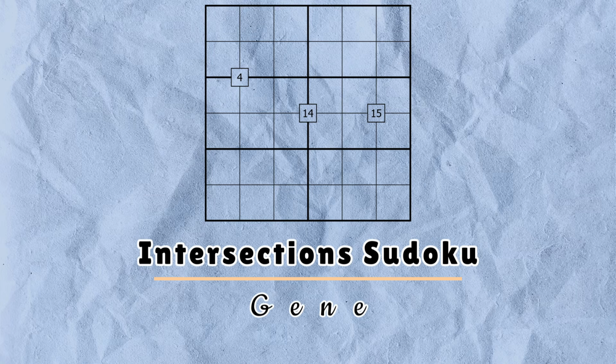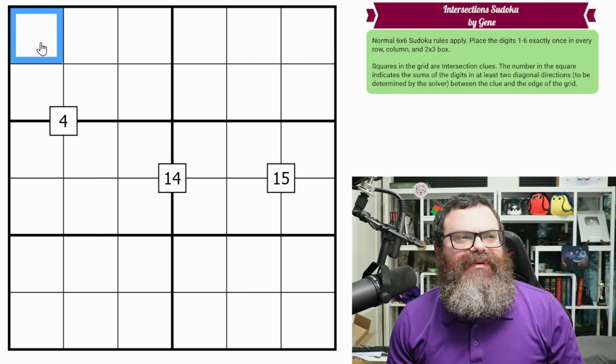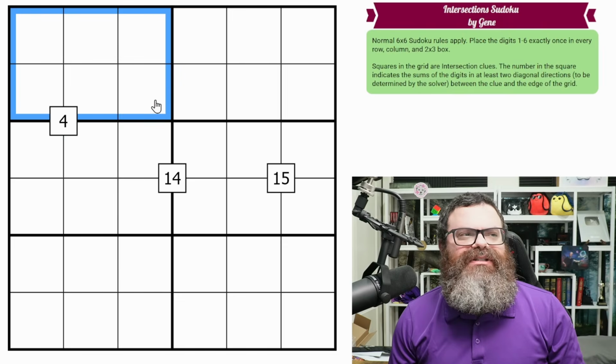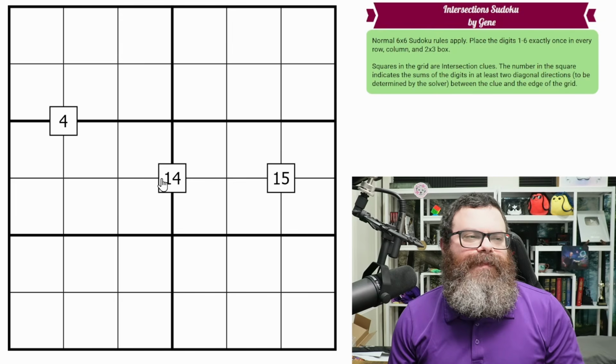Hello, let's continue our Sudoku adventure with Intersections Sudoku by Gene. So we have normal 6x6 Sudoku rules. That means in each row, each column, and each 2x3 box, we are placing the digits 1 to 6 exactly once each. We also have these intersection clues here. That's these squares with a number inside.